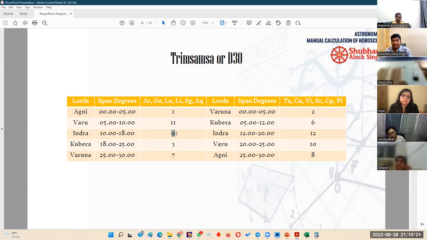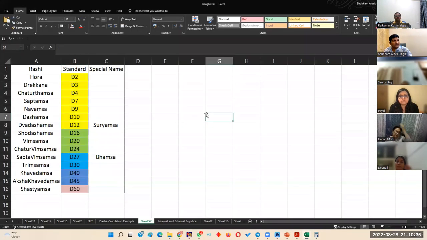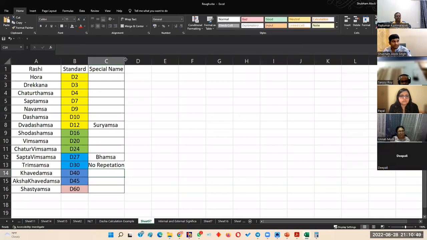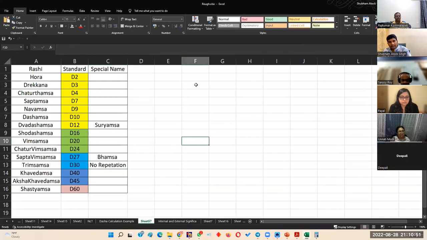And the D30 ruled by Venus in a male sign goes to the male sign of Venus, Libra. In a female sign, it goes to the female sign of Venus, that is Taurus. So D30, despite the fact that it is a divisional chart that comes after D12, is a divisional chart where repetition is not happening. It is a no repetition divisional chart. This has some particular speciality.